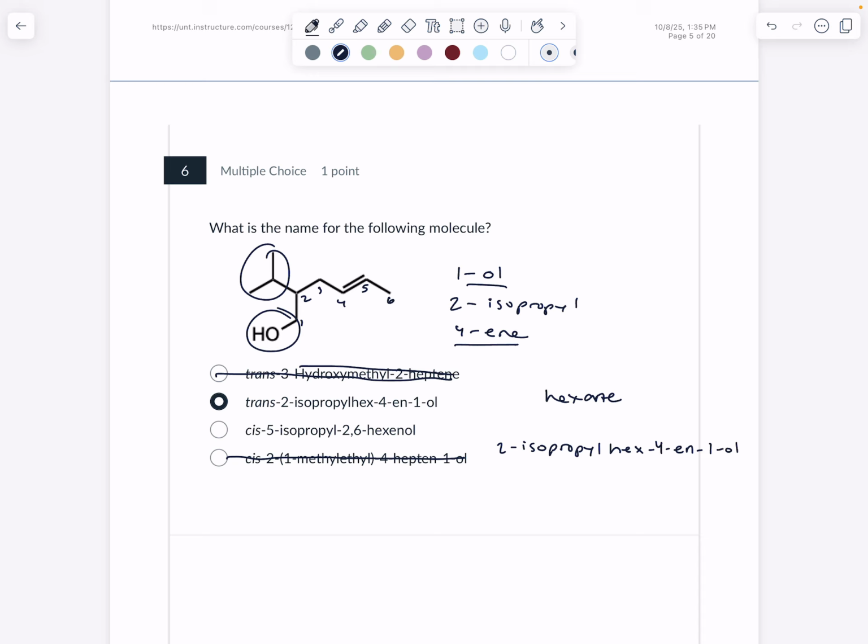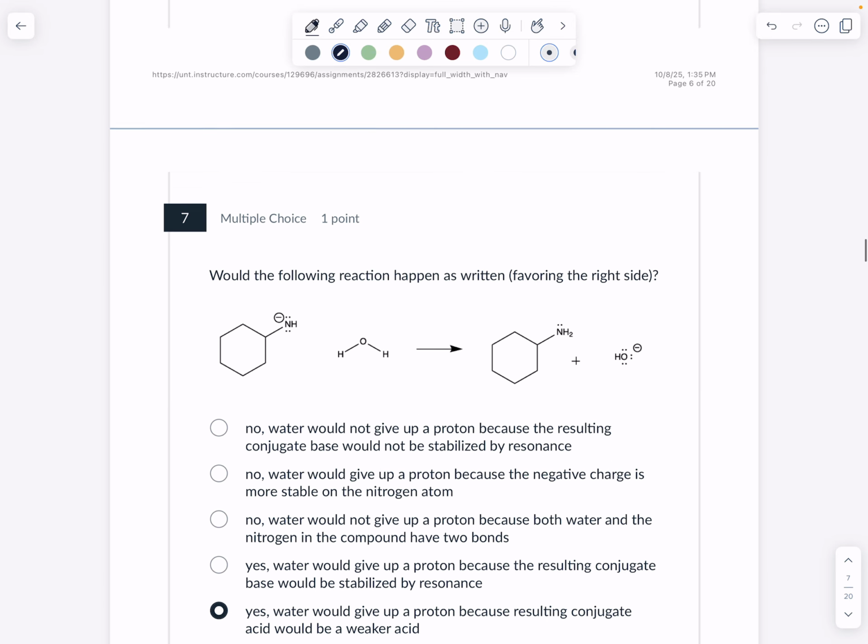So that looks like answer choice 2 is correct. Answer choice 3 is not right because it doesn't have the 2, and the 6 would be right in front of these numbers, and you need the alcohol to be the lowest number possible. And then also I forgot to say that the double bond is trans. So that looks like the right answer to me.